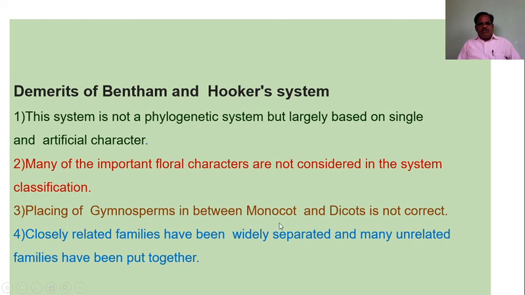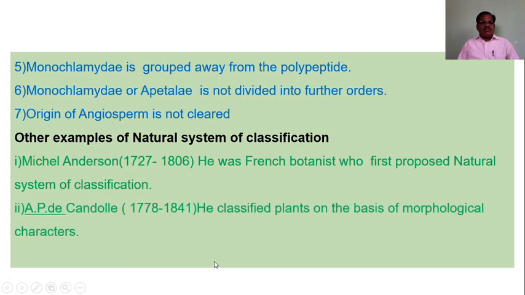This is the second drawback of this system. Placing of gymnosperms in between monocot and dicot is not correct. Gymnosperm is placed in between monocot and dicot, that is, on the left-hand side the dicot is there, and on the right-hand side the monocot is there, and in between these two the gymnosperm is placed. It is not correct. Then closely related families have been widely separated and many unrelated families have been put together. Means unrelated families come together, related families go away. This is one more drawback of this system.